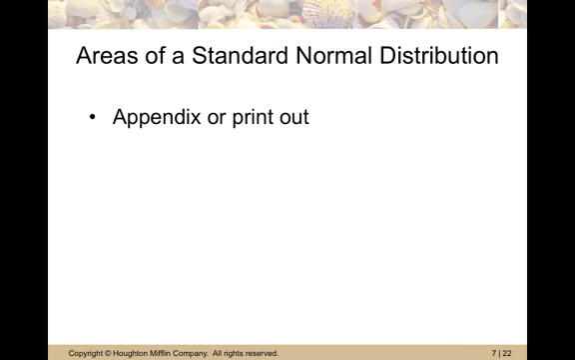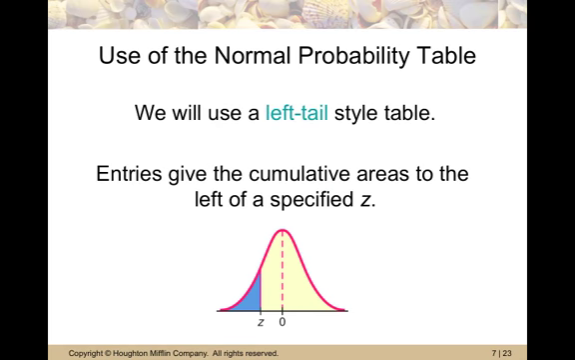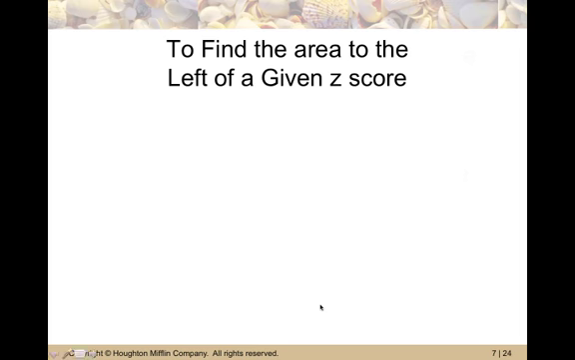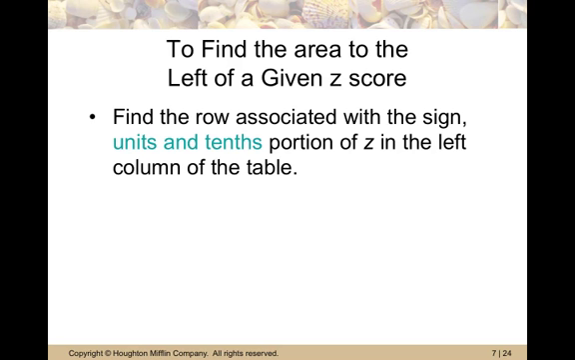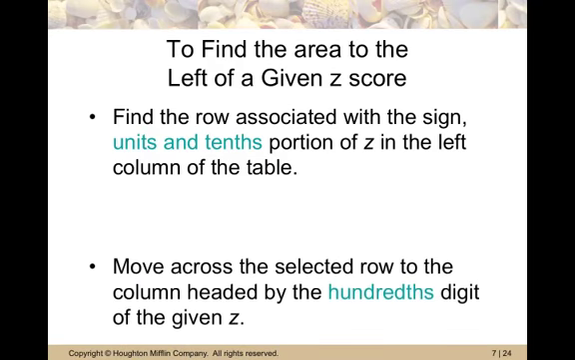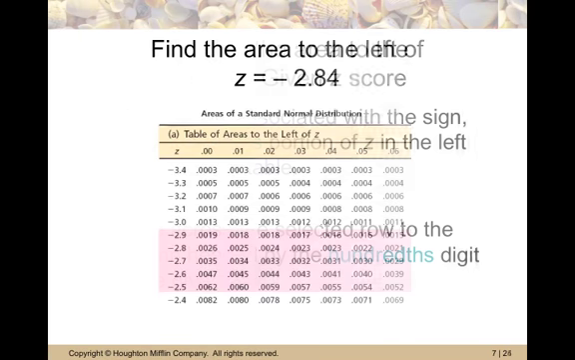Okay. To use the table, you either need to use the appendix in your book, or I will give you a printout. The types of tables that we will use are left tail tables. In other words, when you look up a z-score, you're going to find the cumulative area to the left of the specified z. Well, what if we want the area to the right? We'll talk about that in just a minute. To find the area to the left of a given z-score, you're going to find the row associated with the sign, units, and tenths portion of z in the left column of the table, and then you're going to move across the selected row to the column headed by the hundredths digit of the given z. So let's look at that.